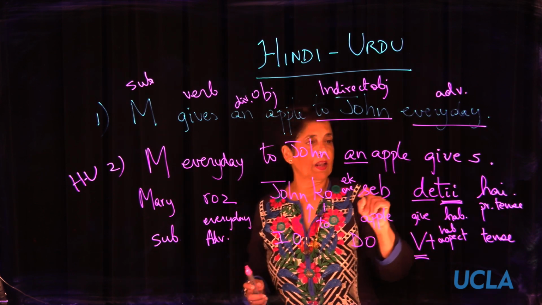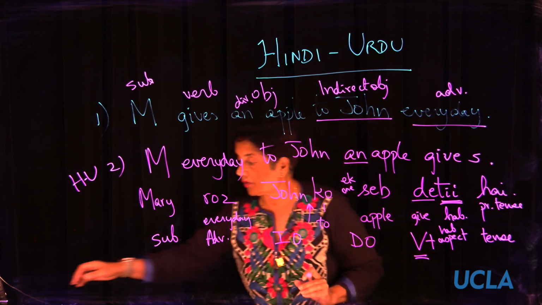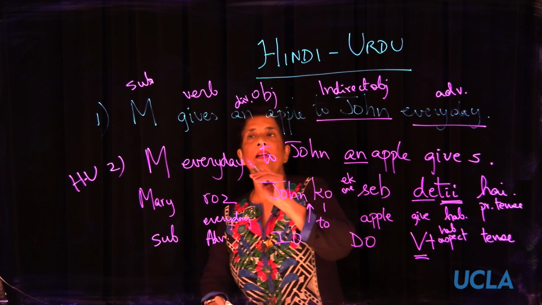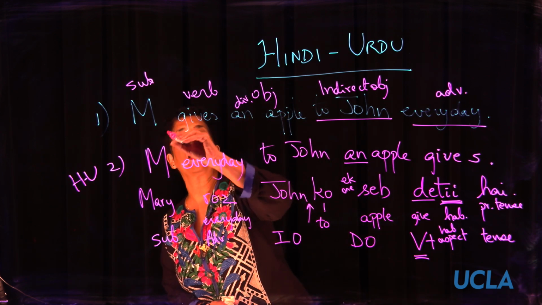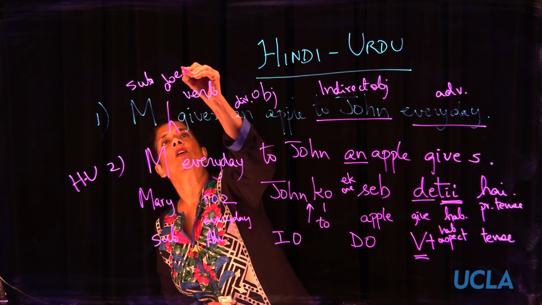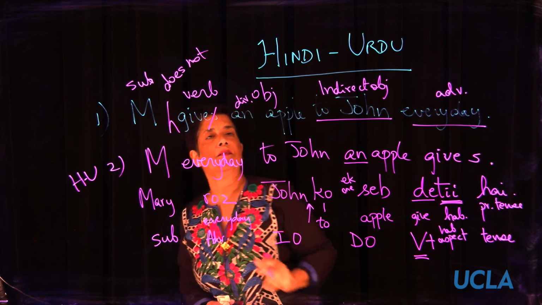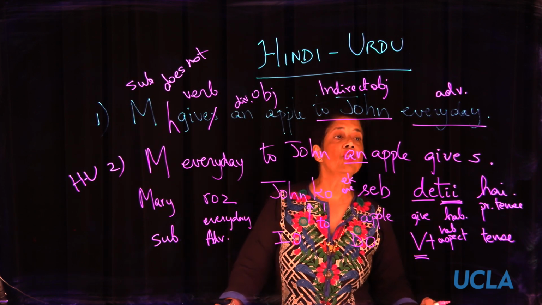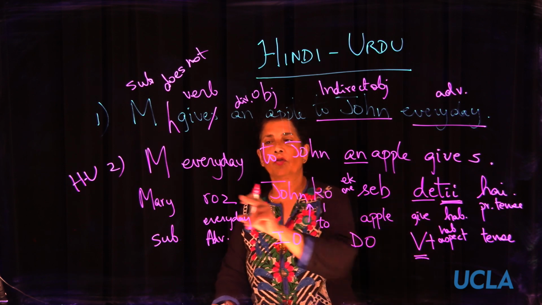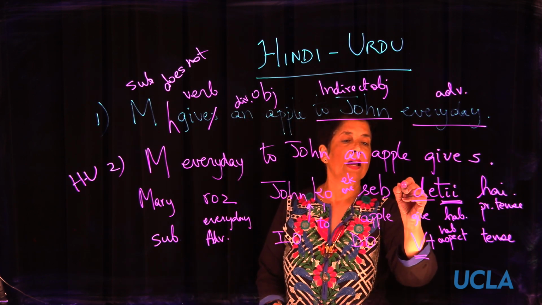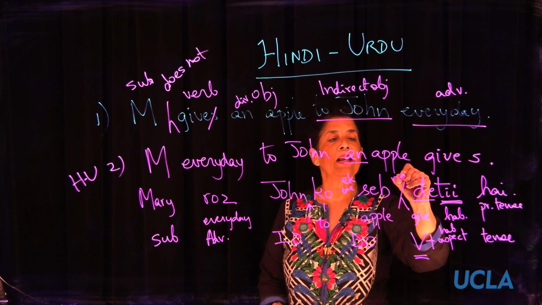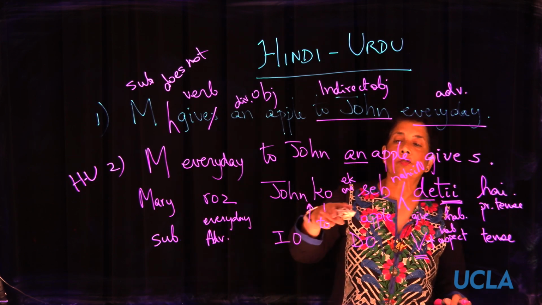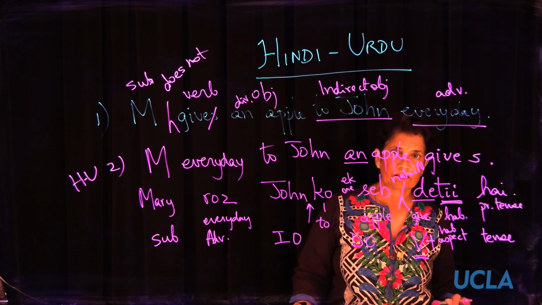One other thing, if we want to introduce negation in the sentence, then in English you'll say Mary does not give an apple to John every day. And in Hindi-Urdu, the negation will go before the verb. So Mary Rose John ko सेब, and this is where we'll put in the negation nahi. Mary Rose John को सेब नहीं देती है. Okay.